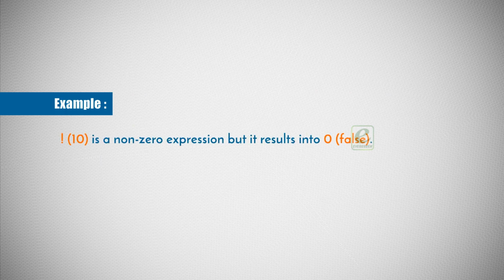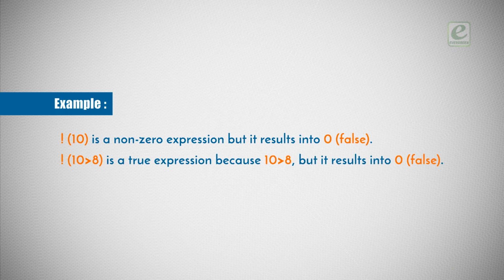Example: NOT (10) within brackets is a non-zero expression, but it results into 0, false. NOT (10 > 8) within brackets is a true expression because 10 is greater than 8, but it results into 0, false.